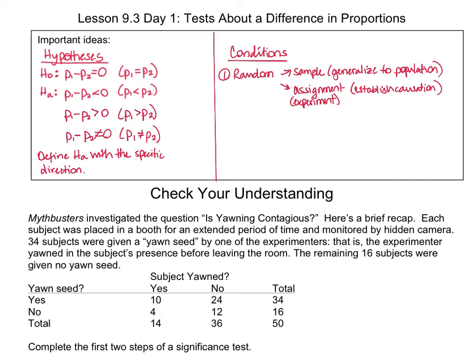Remember, we can have correlation, but correlation does not mean causation. The only way that we can establish causation is to have a randomized controlled experiment. And that means we have to have random assignment to the treatments.